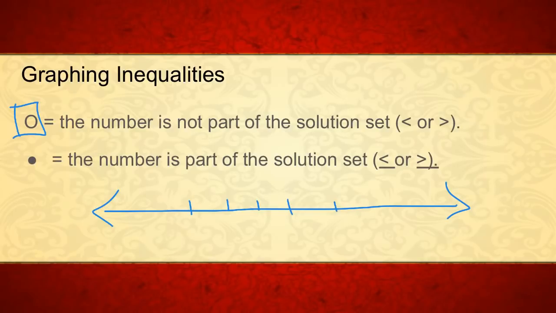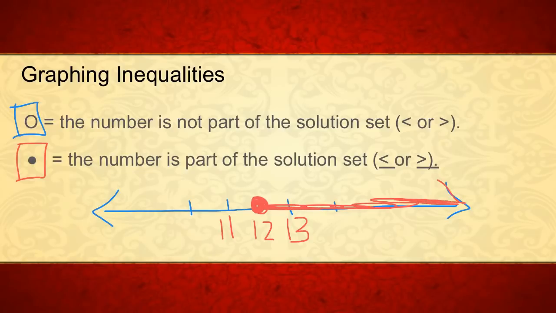All right, let's say that your number is part of the solution set, so you have something like x is greater than or equal to 12, let's say. So I'd do my number line, and since 12 is part of the solution set, I would color that in, and I said greater than or equal to 12, so I have to fill in everything bigger than and including 12, and so that's why I have a closed circle.